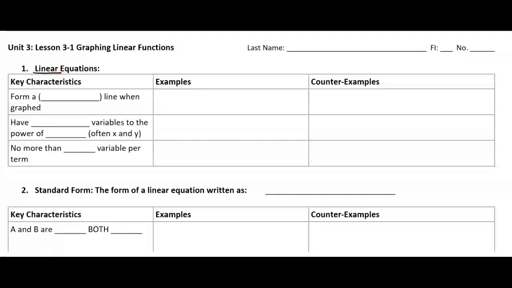Linear equations form a straight line when graphed. So an example of what a linear equation might look like might be a linear equation like this. This would be a linear equation. I could have a linear equation that looks like this. I might have a linear equation that looks like this, and it's kind of a horizontal line. And I could have a linear equation that is a vertical line.